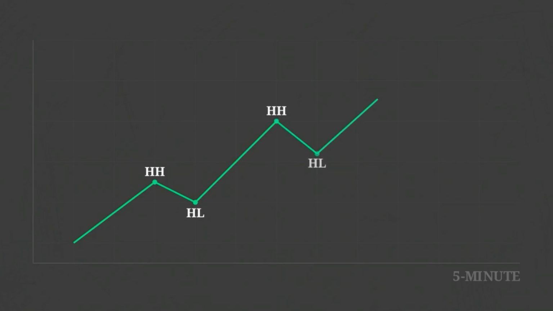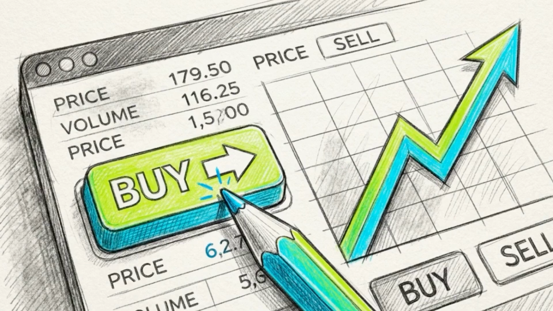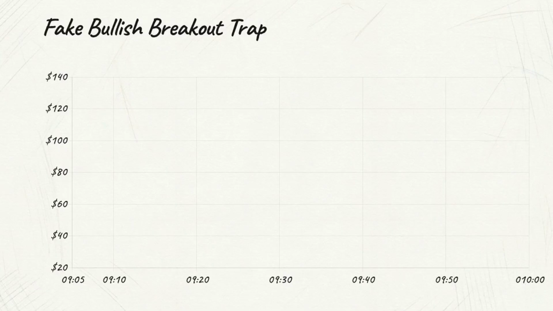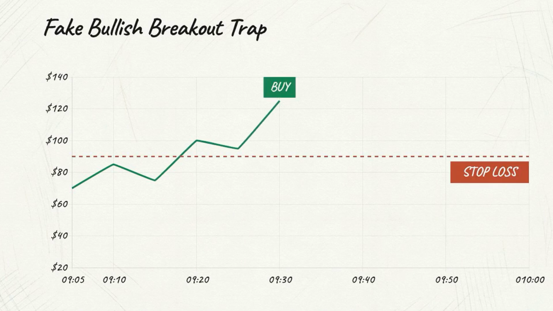Higher highs, higher lows, a clear upward staircase. You follow the golden rule of trading with the trend. You position your stop loss just below the recent dip and confidently execute a buy order.